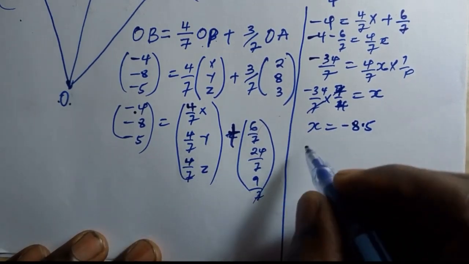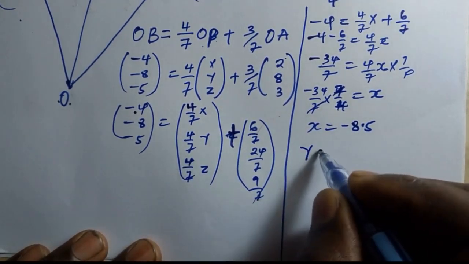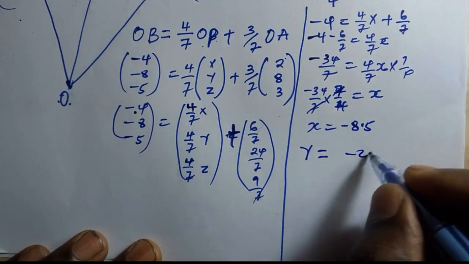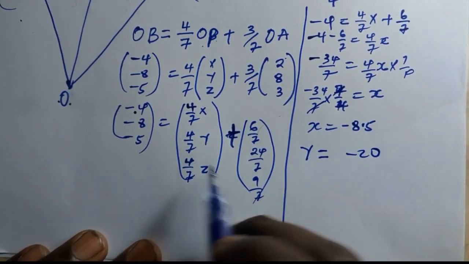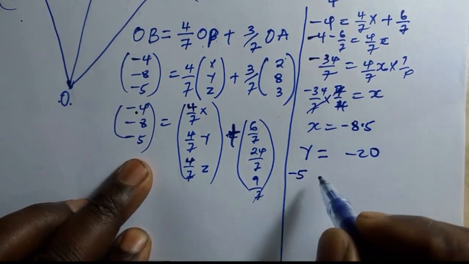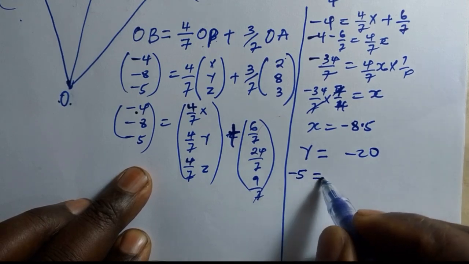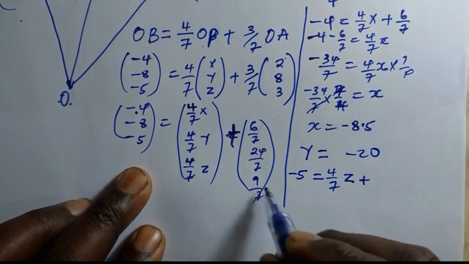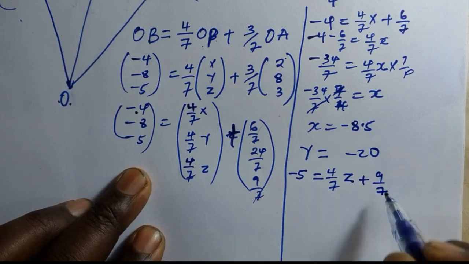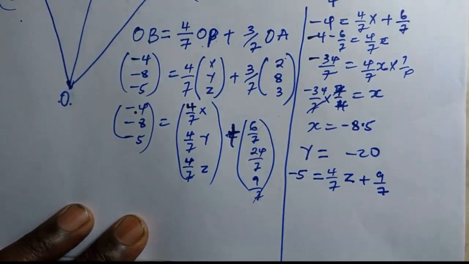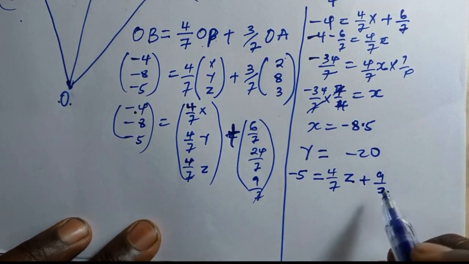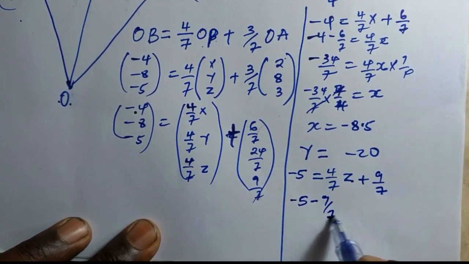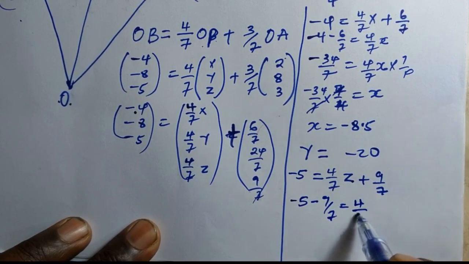Unafanya the same for y, ambayo utapata is equal to negative 20. Utafanya the same for z. Z utachukua negative 5. Negative 5 is equal to 4 over 7z plus 9 over 7. Like terms together, take this to the other side. Ukichukua hii side itakuwa minus 5 minus 9 over 7 is equal to 4 over 7z.